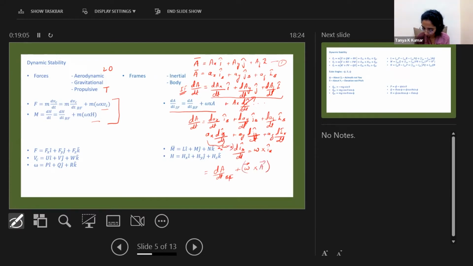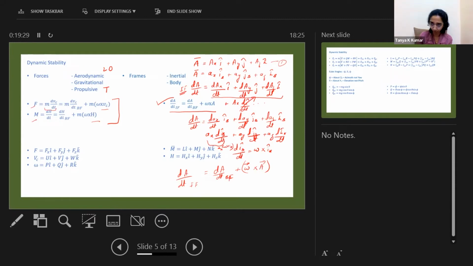Okay, and what is this? This is also equivalent to dA by dt in the inertial frame. This is what is given in this equation. This is how we derive the relations. Now we use that relation in these two equations, that is F and M. So we had derived in the previous class that F is m dvc by dt.